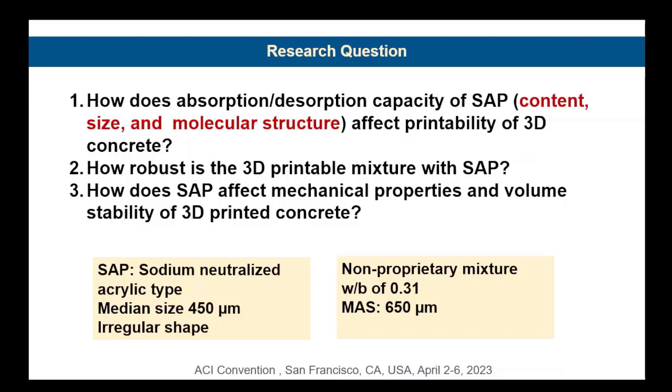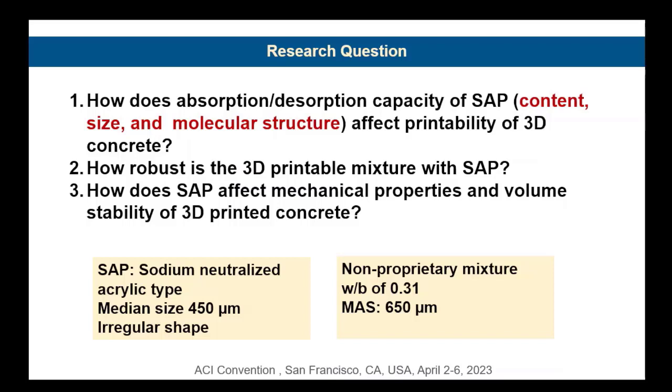But there are major questions. Number one, how do absorption and desorption capacity, which can change with content, size, and molecular structure, affect printability of 3D concrete, which is a very important issue for us? How robust is a 3D printable mixture with SAP based on the variation in absorption and desorption? And how does SAP affect mechanical properties and volume stability of the printed concrete?